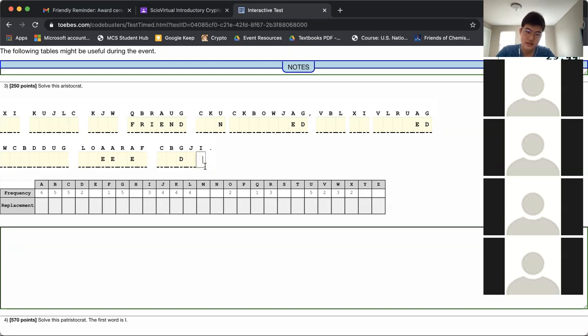Honestly, here, A might have just been N, so we can try that as well. If this doesn't work though, we're definitely just moving on so we can do some Patristocrats. So here, I was just saying N because it can be 'ing' here. So we can see how that pans out in the rest. How many R's are there? There should be 2 more. Here and here.